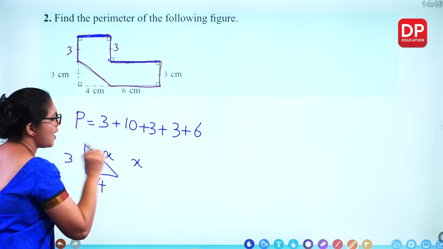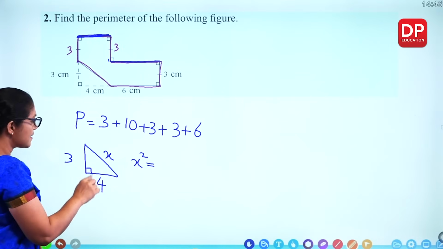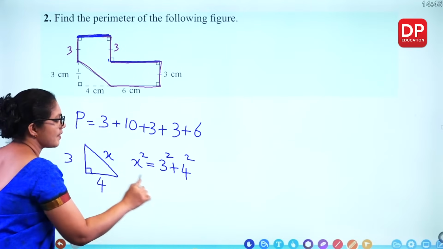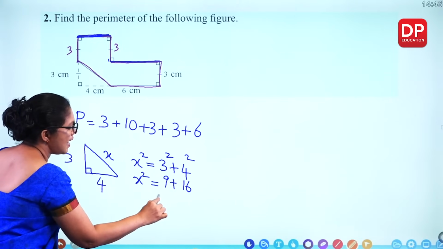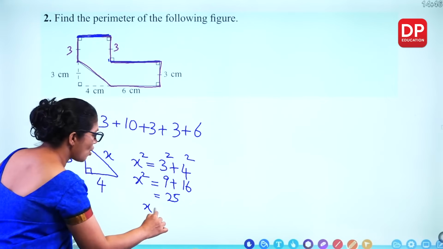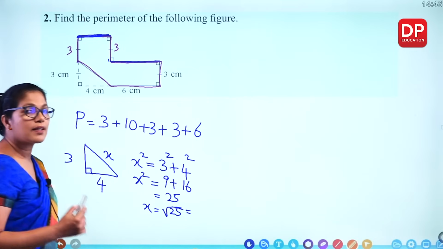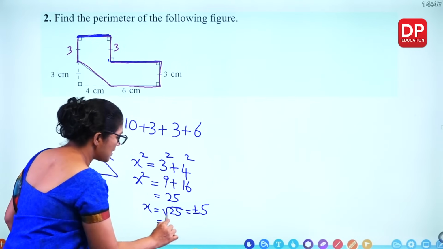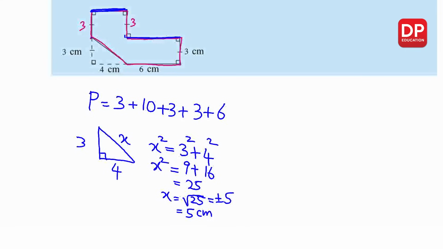So here we'll find out x squared. The hypotenuse squared is equal to the sum of the squares of the other two sides. So here 3 squared is 9, 4 squared is 16. 16 plus 9 becomes 25. So how can we find out x? Square root of 25. So here what's the square root of 25? That's plus or minus 5, but we take the positive value because this is a length. So we'll take 5 centimeters for x.